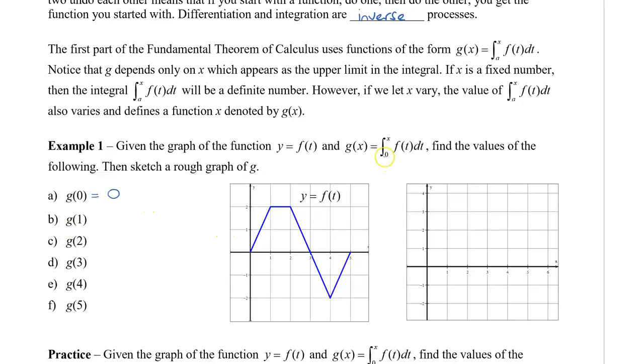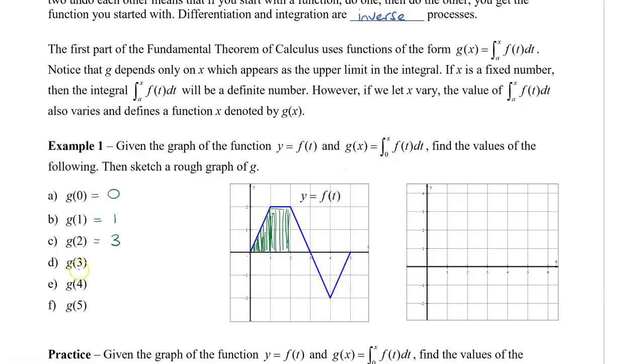G of 1 means we're going to find the area of f of t from 0 to 1. So that would be the graph from 0 up to 1 right here. So we're going to find the area of this triangle. The area of this triangle is 2 times 1, divided by 2, which gives us an area of 1. Next, we're going to go from 0 to an x value of 2. So we extend this area up to here. We're adding 2 more squares, knowing that this first area was 1, so that gives us 3.